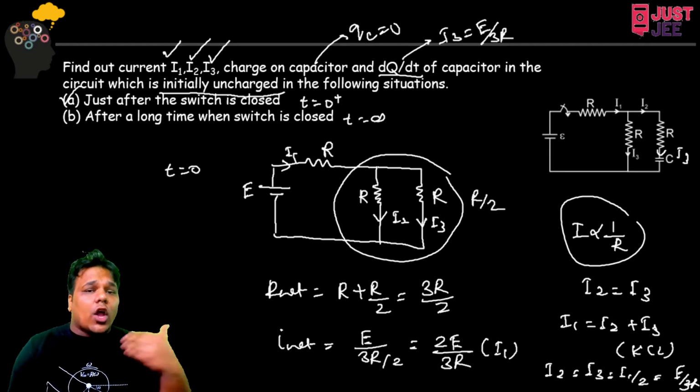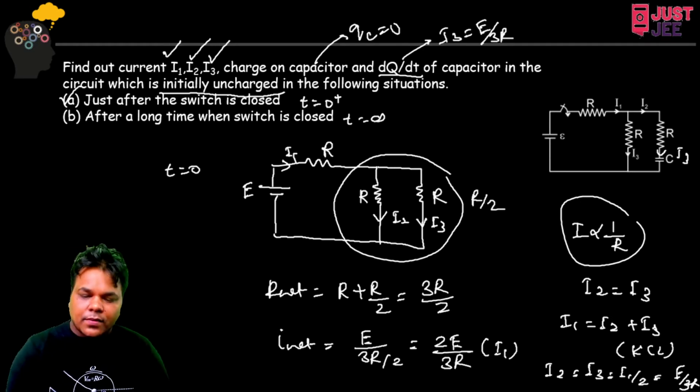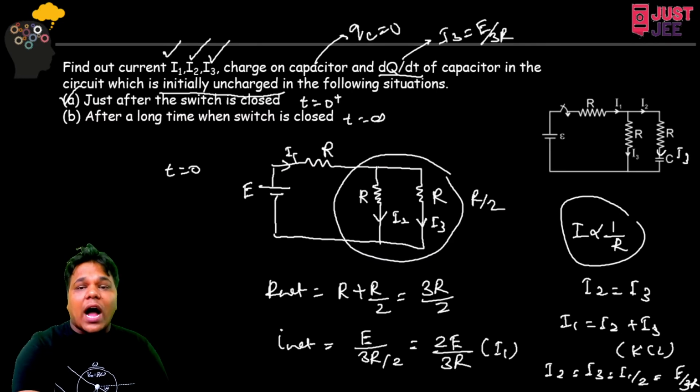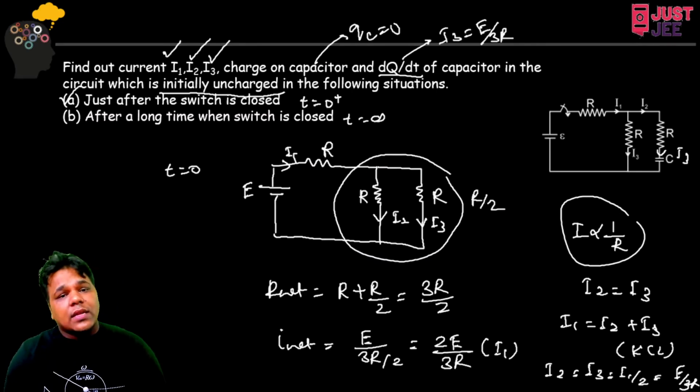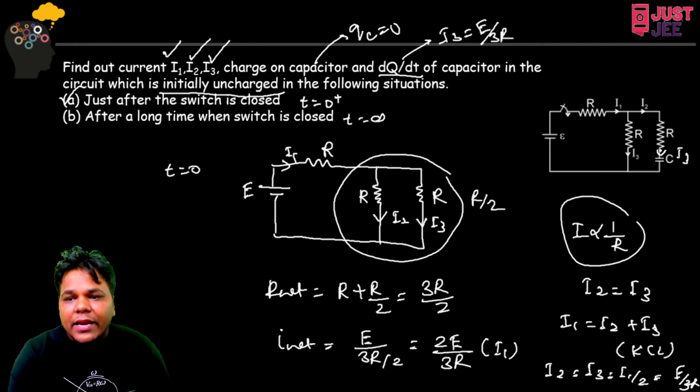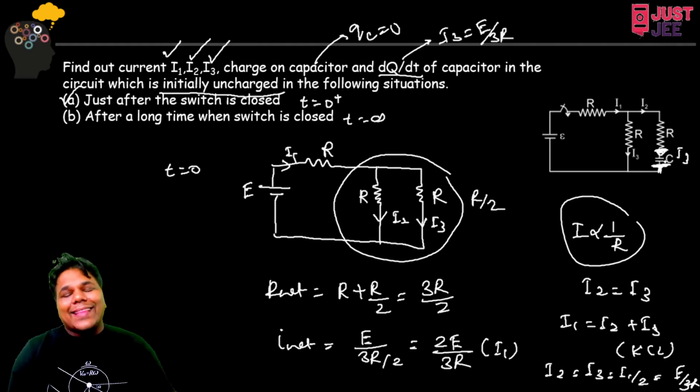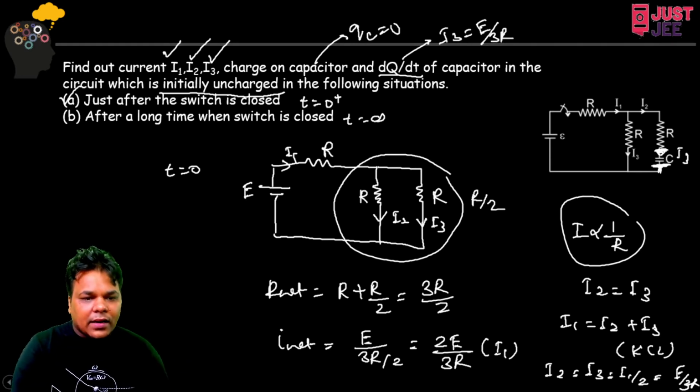Now, after a long time when the switch is closed. As I told you, after a long time when the switch is closed, what I'm going to do is replace the capacitor by an open wire. So we replace this by an open wire, and then we can see, for example, let me teach it to you guys. One second.